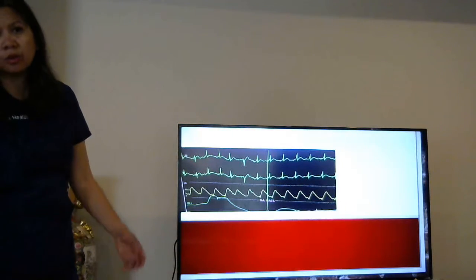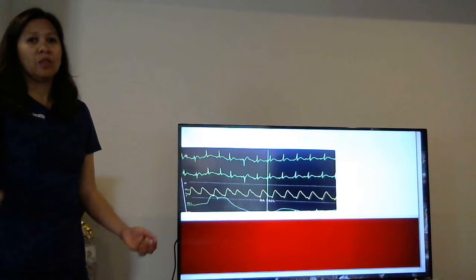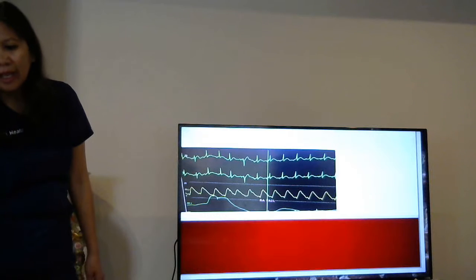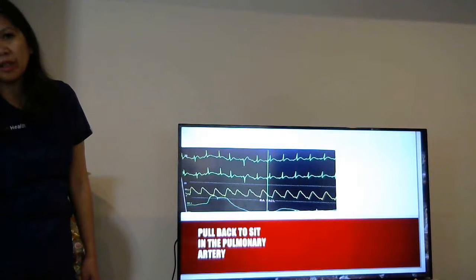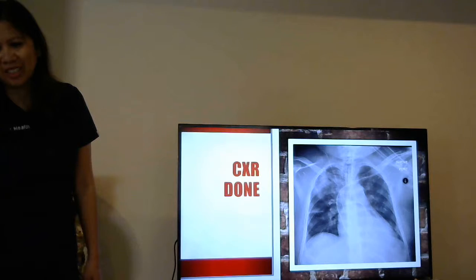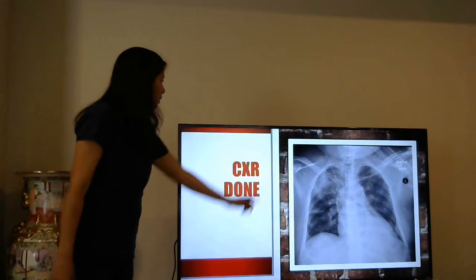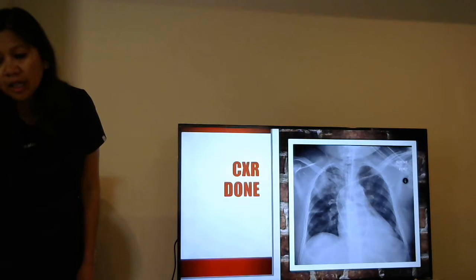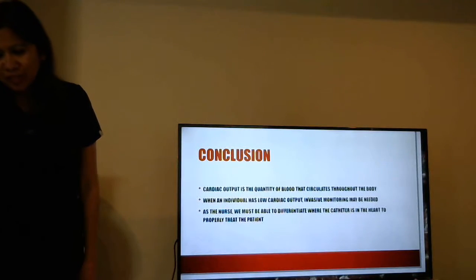Okay, so what do you do after that? You can't wedge forever. So you deflate the balloon, you'll pull back, and you'll sit right back in your pulmonary artery. Okay? And after all that's done, what do you do? You get a chest x-ray. So you're sitting right there, which is perfect placement. Okay? So you as a nurse have to know all of these steps because they're counting on you.